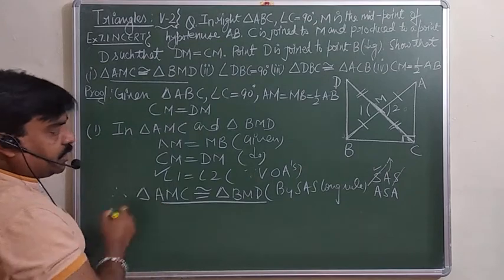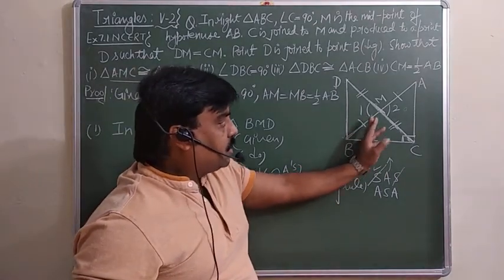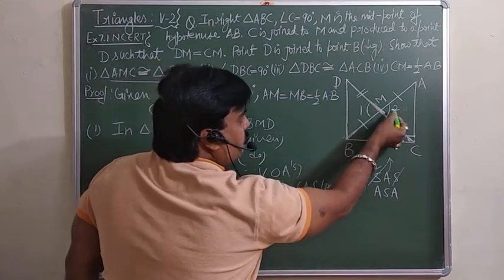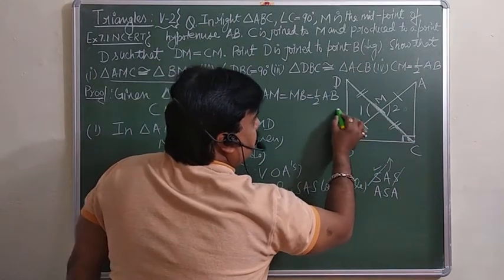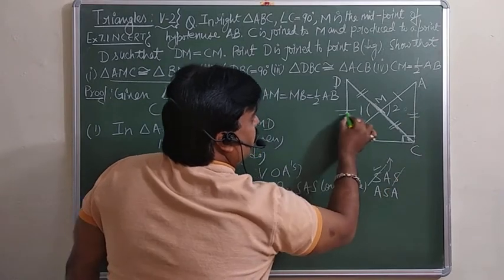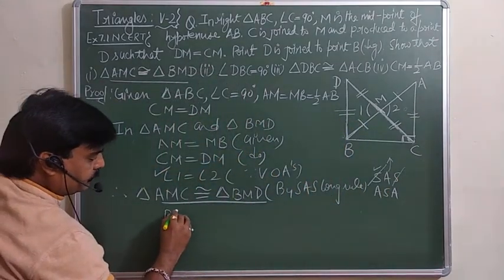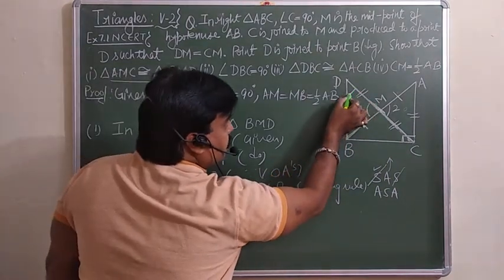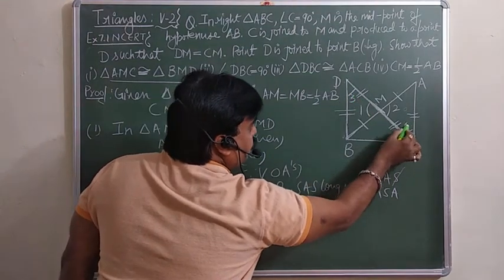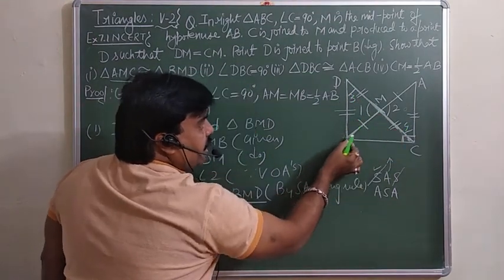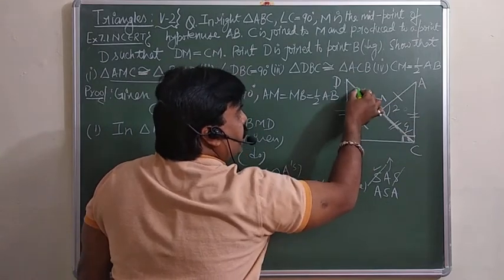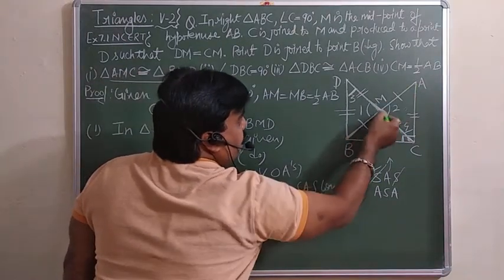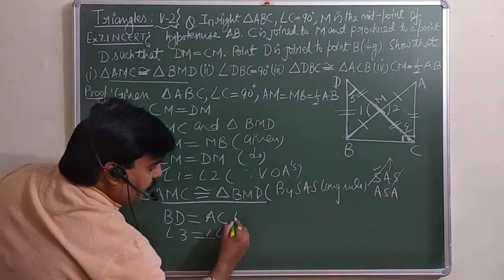Once the triangles are congruent, equal sides have equal opposite angles, and opposite sides are equal. So angle 1 is equal to 2, that is vertical. It means this side will be equal to this one: BD will be equal to AC. Also angle 3 will be equal to angle 4, because this side BM is equal to AM. BM's opposite angle is 3 and AM's opposite angle is 4, and these are by CPCT.